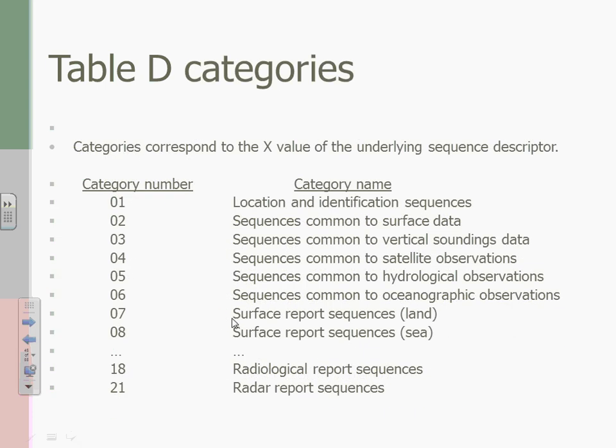So just like table B entries, table D also has categories. Examples are here. The category means the 2-digit X part. If the category number is 01, this would be location and identification sequence. And if the category number is 2, that sequence is common to surface data. So this is a kind of classification of table D descriptors.